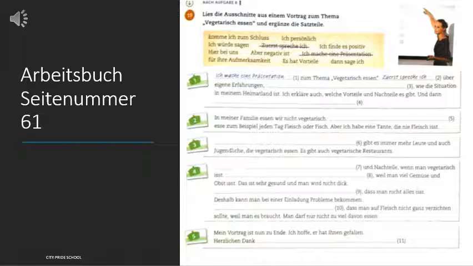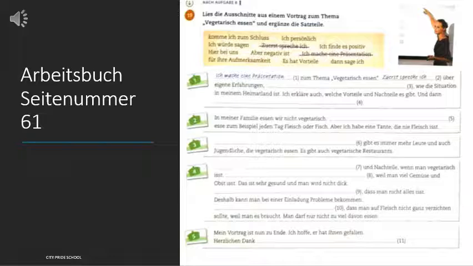Zuerst spreche ich, at first I will speak. Ich finde es positiv, I find it positive. Hier bei uns, here at us, aber negativ ist, but the negative is. Ich mache eine Präsentation, I make a presentation. Für Ihre Aufmerksamkeit, Aufmerksamkeit is attention, for your attention. Es hat Vorteile, it has positive points, advantages. Dann sage ich, then I will tell. These are the points.